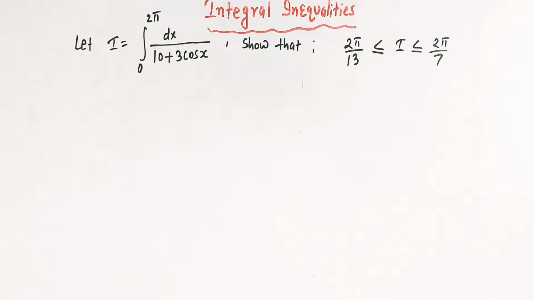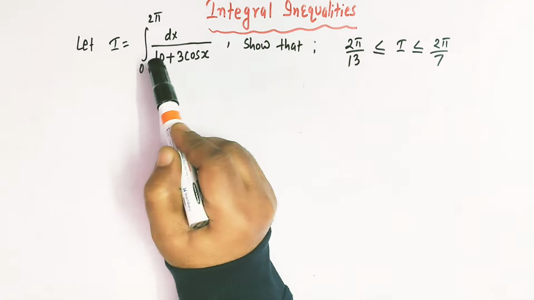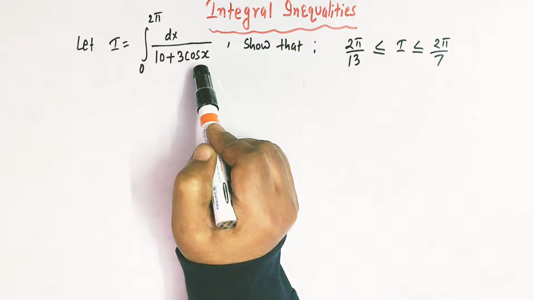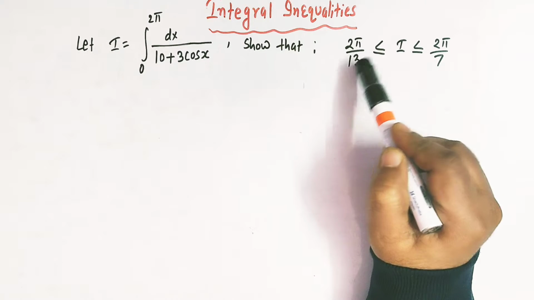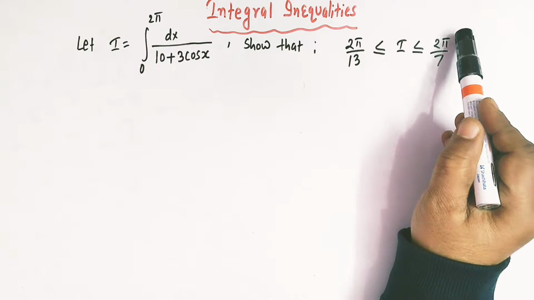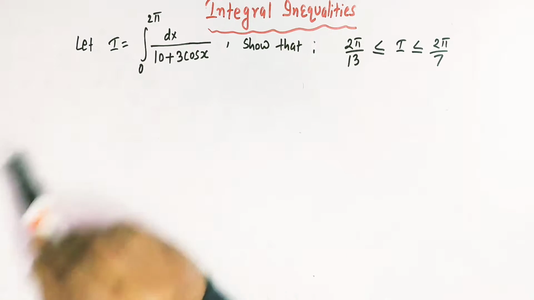Hello viewers, in today's class we are going to discuss a very important problem from integral inequalities using the concept of the mean value theorem for integrals. Here we are given the integral I from 0 to 2 pi of dx over 10 plus 3 times cosine of x, and we have to show that this integral I lies between 2 pi by 13 and 2 pi by 7.